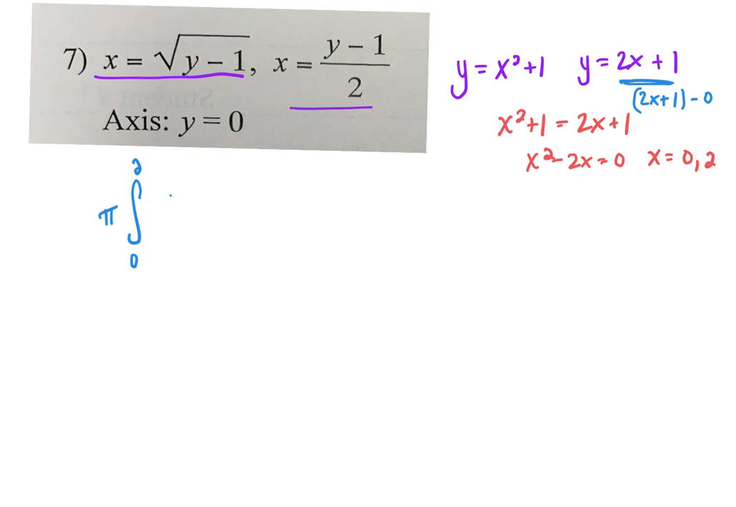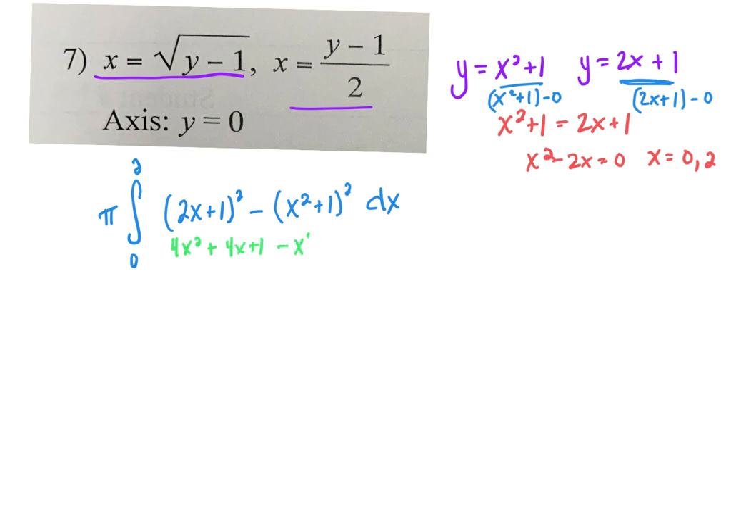So you can just say my first radius is going to be the 2x plus 1, squared. And I'm going to subtract from that my inner radius. I'm revolving around 0. This is closer to 0. And if I had a 1 or something there, you would do like this: 2x minus what I'm rotating around. But it's 0, so it doesn't affect it. So I end up with x squared plus 1, squared, dx. And then I'm just going to FOIL those. So I get 4x squared plus 4x plus 1 minus x to the 4th minus 2x squared minus 1.